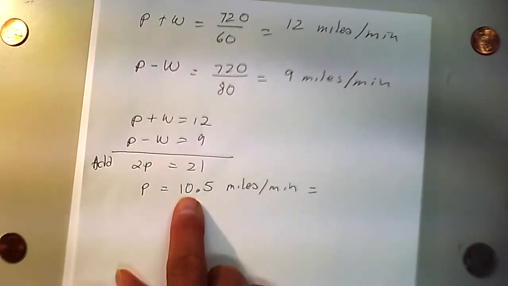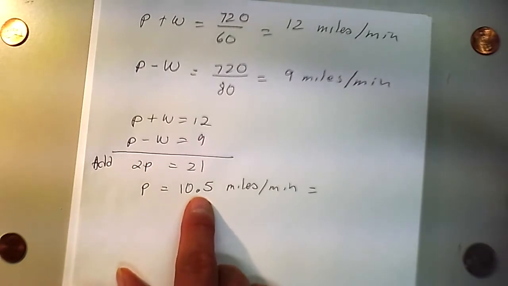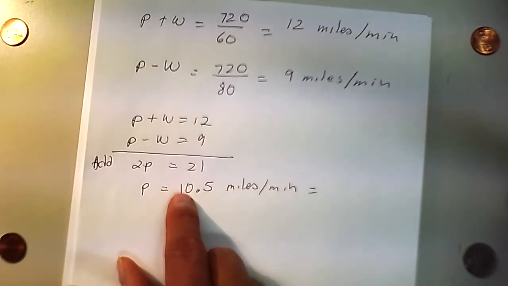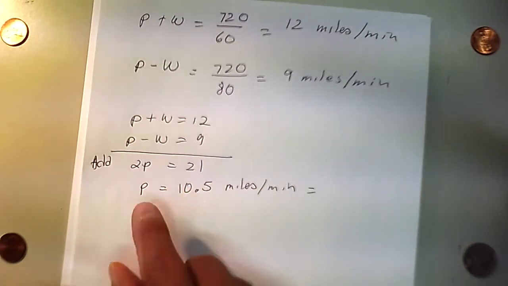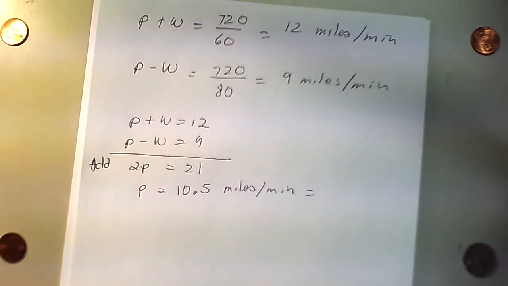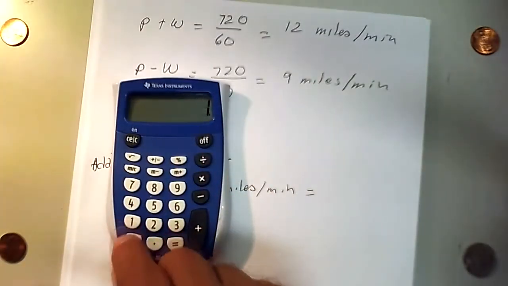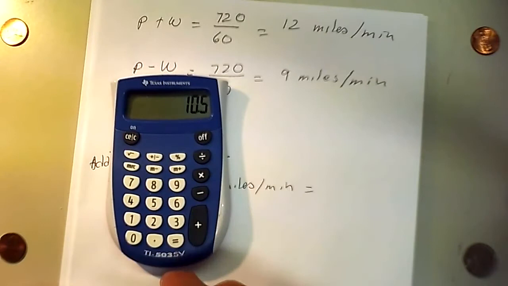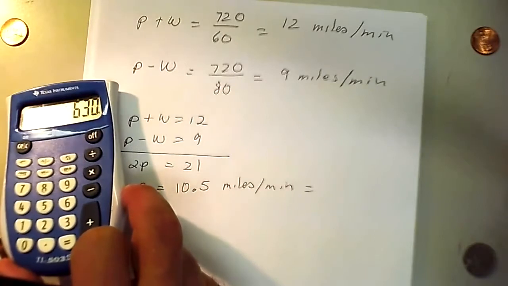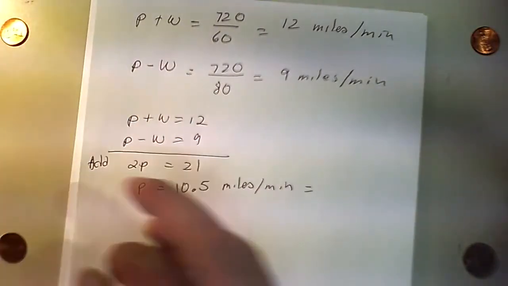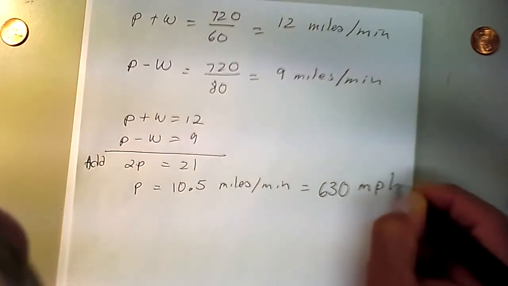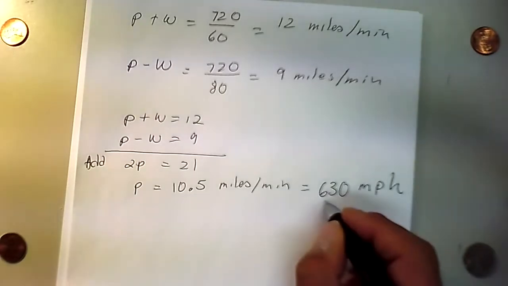So in every minute, think about that, we go 10.5 miles. 2 minutes, 21 miles. 3 minutes, 31.5, and so forth. So how many miles are we going to cover in 60 minutes, which is 1 hour? Well, we take the 10.5 miles per minute, and then we multiply by 60 minutes. So we get 630 miles, which kind of makes sense. 630 miles per hour. So the plane goes that fast.